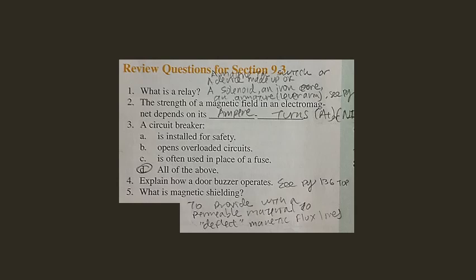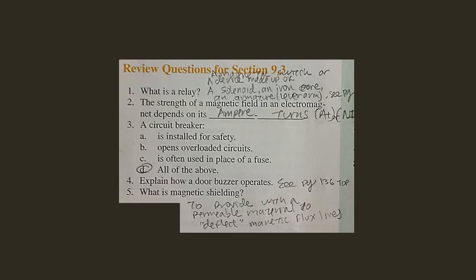Question 3. A circuit breaker is A. It is installed for safety. B. Opens overloaded circuits. C. It is often used in place of a fuse. And D. Is all of the above. D. All of the above is the correct answer.